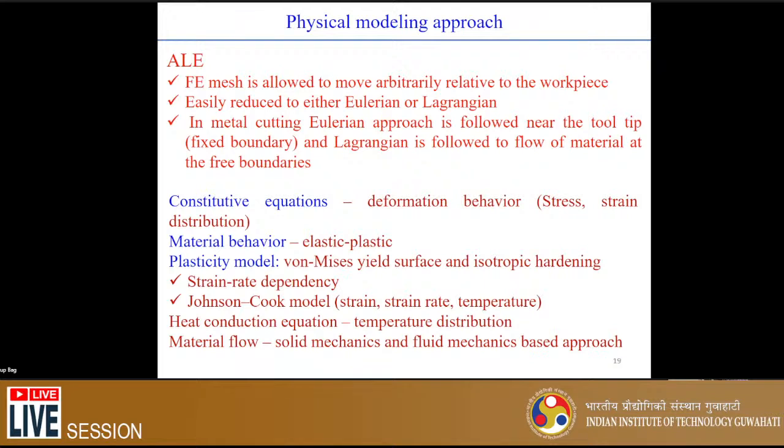Apart from this, we can develop the plasticity model assuming strain rate dependency too. Most generally, in standard software we use the Johnson-Cook model, because it is more versatile in the sense that all the variables are there. In the Johnson-Cook plasticity model, you consider the strain, the strain rate, and the temperature. So the model is a function of strain rate and temperature. You can incorporate all of these, making a more reliable material model for the deformation process, specifically the machining process.